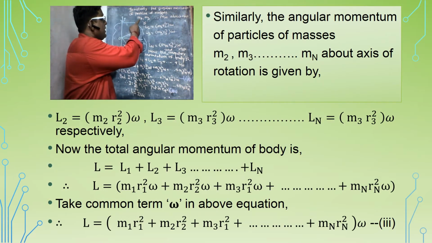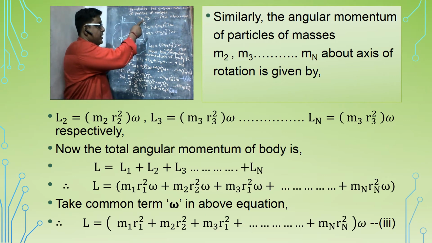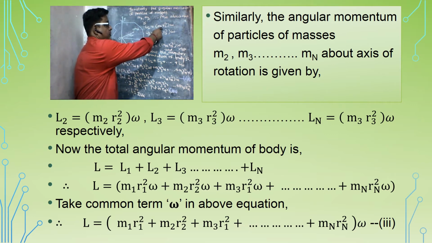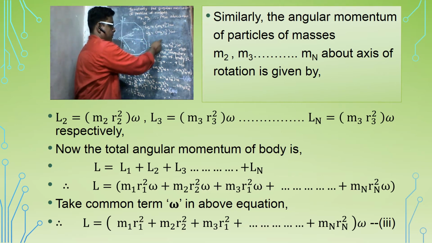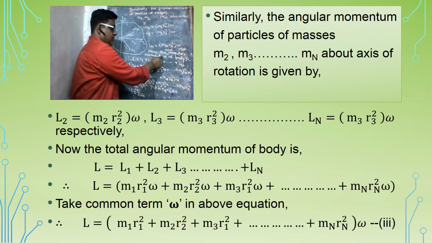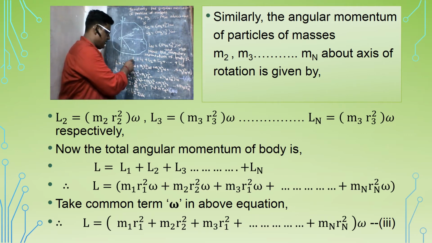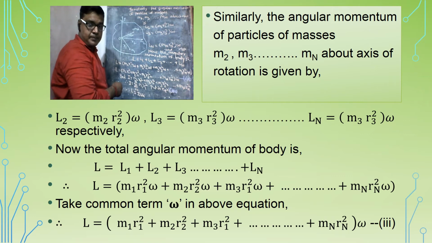Now, similarly, the angular momentum of particles of masses m2, m3, up to mn about the axis of rotation is L2 is equal to m2 r2 square omega, L3 is equal to m3 r3 square omega, and so on, Ln is equal to mn rn square omega, respectively. Now, the total angular momentum of the body is L1 plus L2 plus L3 plus up to Ln. Therefore, L is equal to L1 plus L2 plus L3 plus up to Ln.